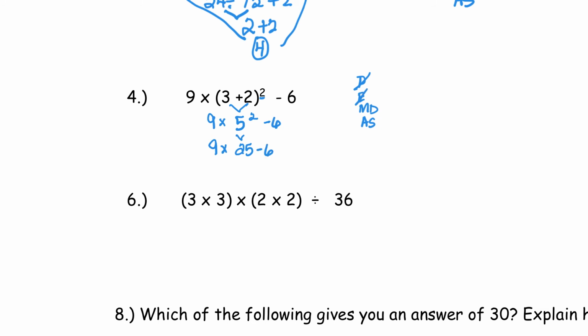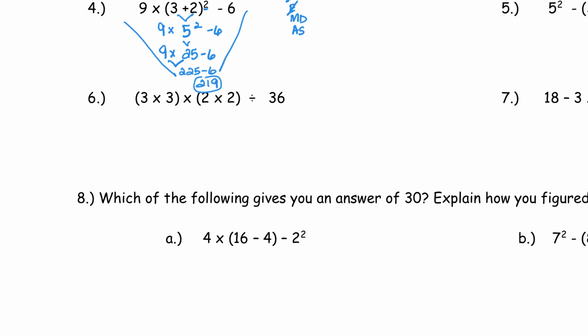Right, I did that. Is there any multiplication or division? Yes, I see there's multiplication. 9 times 25 is 225, minus the 6 gets me an answer of, if I do this correctly, 219. Awesome. And there you go.